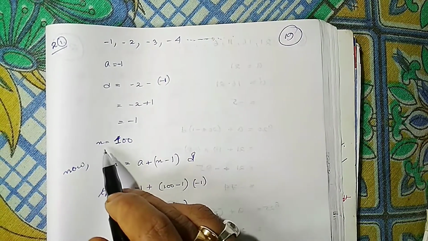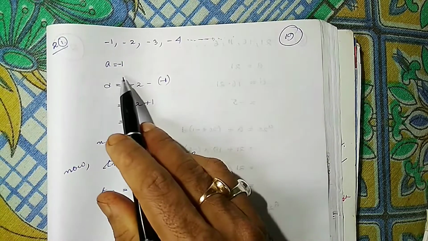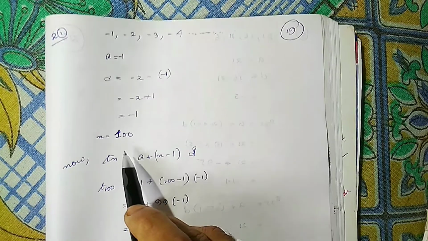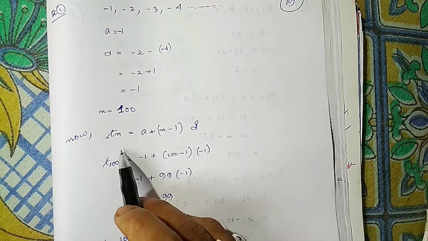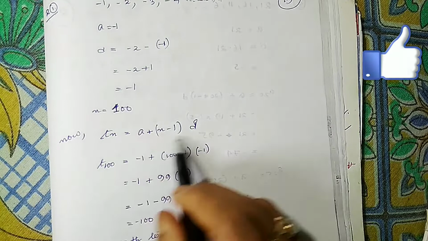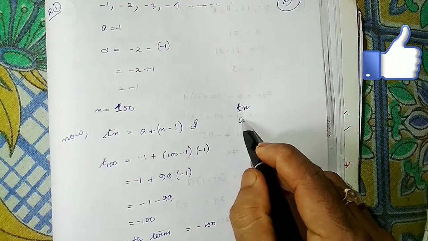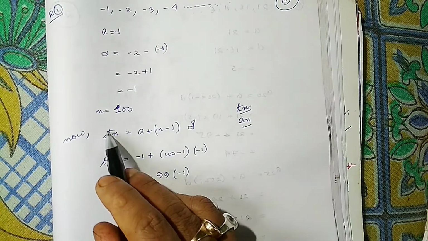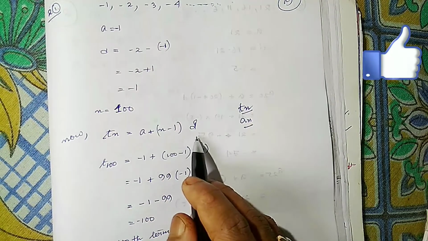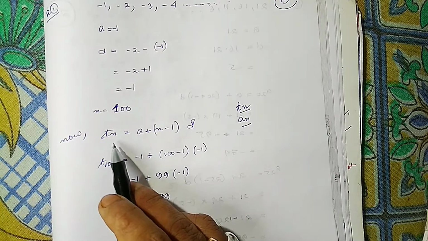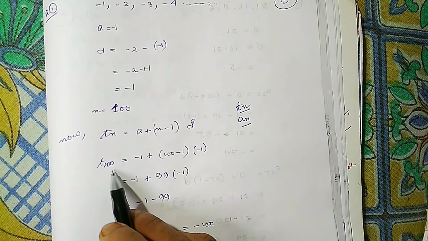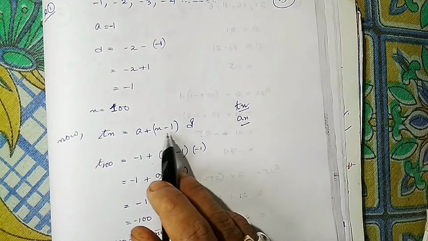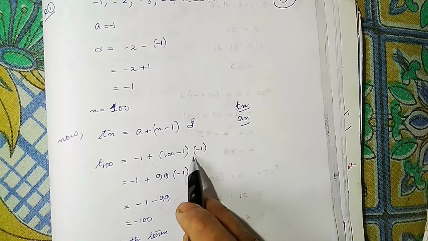And in the question it is given n is 100. So A I know, A is minus 1. D I know, D is minus 1, and n is 100. Now we have to use the term formula. Here it is given T100. Remember that Tn and An are the same thing. Sometimes we write Tn, sometimes we write An. So here Tn is A plus n minus 1 into D. Since in the question it is given T100, we are going to write T100 is A. Value of A is minus 1, plus n minus 1, n is 100, so 100 minus 1, into D.